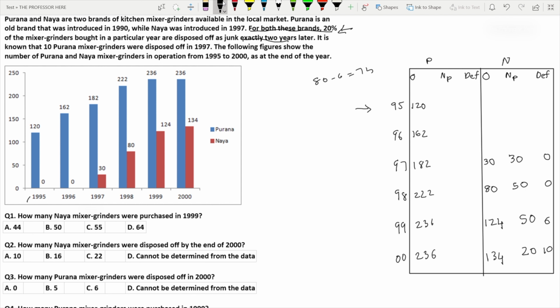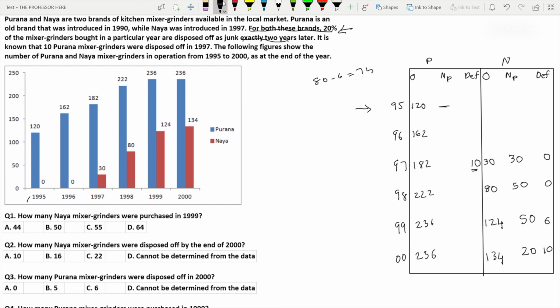So now let's look at the rest of the question. It is known that 10 Purana mixer grinders were disposed of in the year 1997. So now we have an extra data. Let's write that down here: 10 Purana mixer grinders in the year 1997. So what does this number say to you? 20% of whatever was bought in the year 1995 will be disposed of in the year 1997.